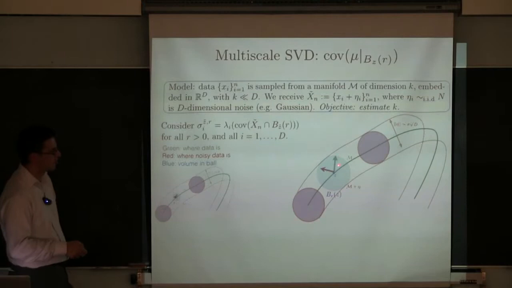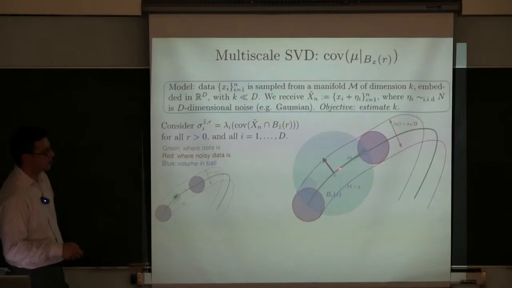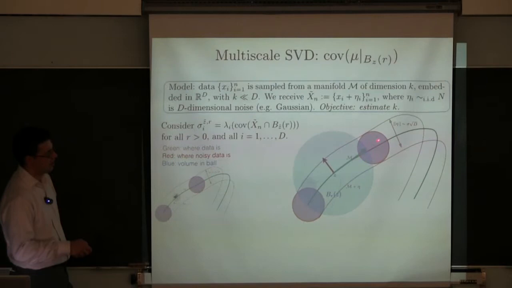So your principal component analysis is just going to tell you about the noise, which is not what you're interested in. When the radius increases even more, then you start seeing that something interesting happens. As you change the radius and the radius is above the size of the noise, you start seeing that there are k directions, where k is the intrinsic dimension of the manifold, with singular values that grow linearly in the radius of the ball.